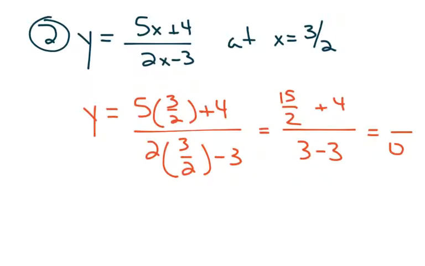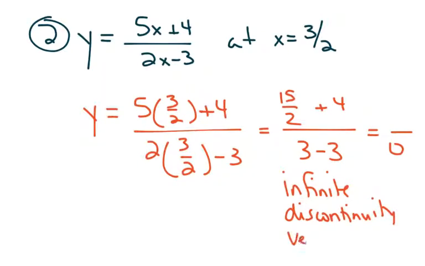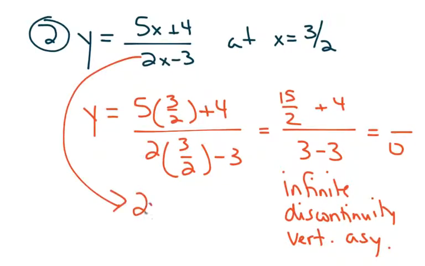Well, since this particular function cannot be factored and there's no common factors to cancel, this is not going to be a hole. A jump discontinuity only occurs when you have a piecewise function, and this isn't a piecewise function. So this must be an infinite discontinuity. An infinite discontinuity is also going to occur when you have a vertical asymptote. And how do I find the vertical asymptote? You take the denominator, set it equal to 0, and solve for x. And look, x equals 3/2.